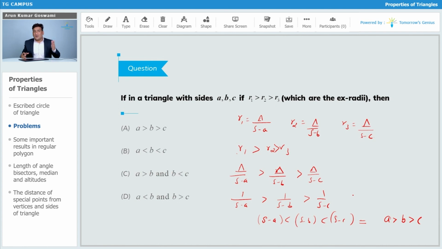So if I see my options, option A is the correct answer. Okay, not a big problem, only the conceptual part. If you know the concept of inequality, then the problem is very easy for us. Okay, guys, so A is the answer.